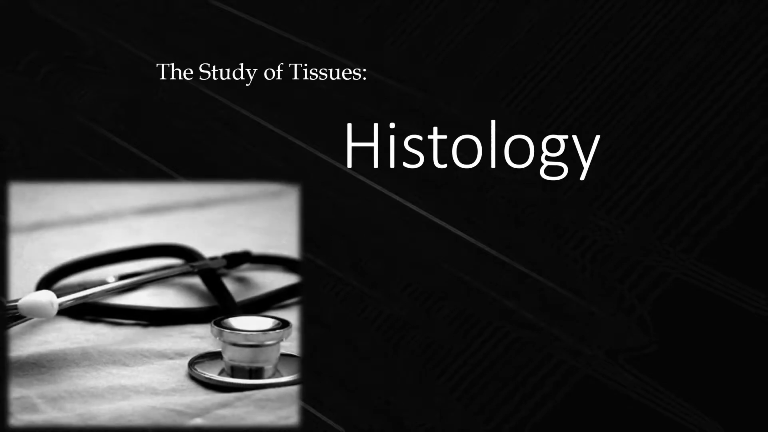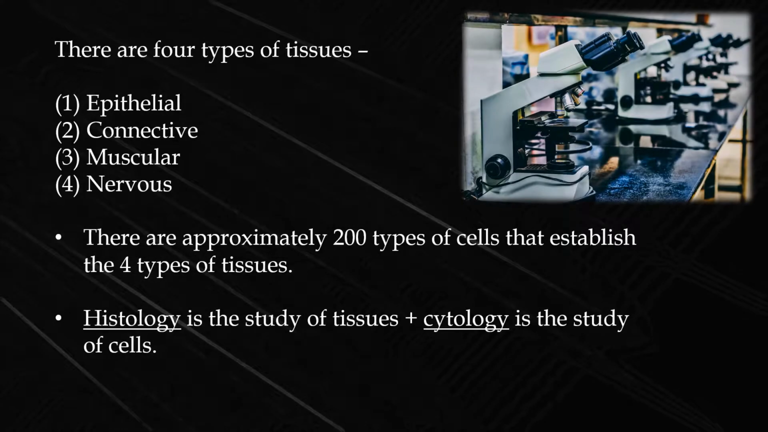Histology, the study of tissues. There are 4 types of tissues: epithelial, connective, muscular, and nervous. There are approximately 200 types of cells that establish the 4 types of tissues. Histology is the study of tissues, and cytology is the study of cells.